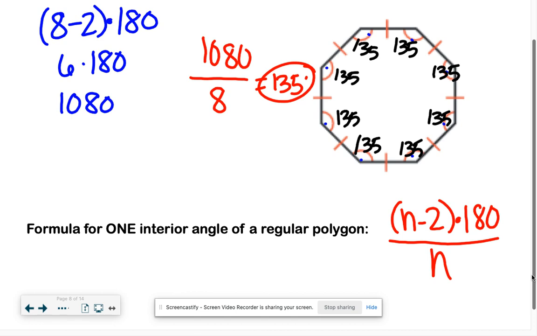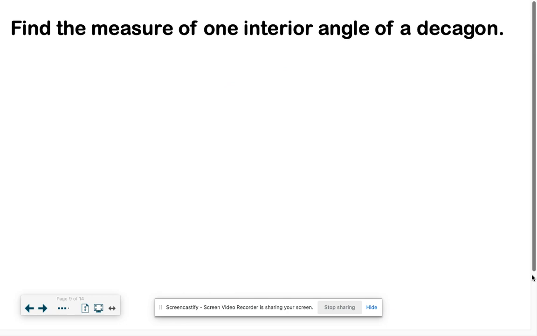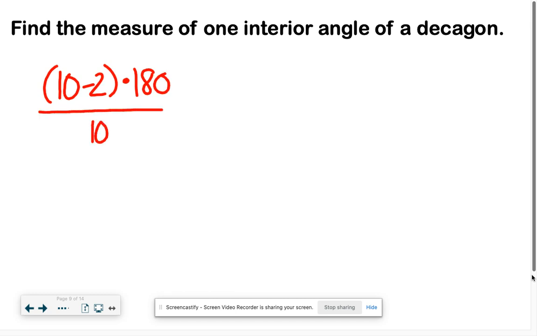Okay, so let's try another one with this formula. So we're just looking for one interior angle of a decagon. So we have to figure out how many sides are a decagon. 10, right? Think of like a decade, 10 years. So we're going to plug in 10 to that formula. 10 minus 2 times 180 all over 10. And now we just simplify our way through it. We know 10 minus 2 is 8.